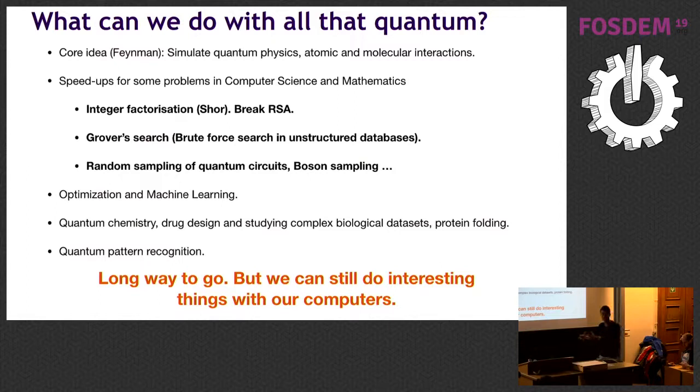But then, of course, very smart people came out with algorithms to do other kinds of stuff. Shor, which breaks the RSA. Grover search, which takes search on an unstructured list from n to O of root n, so a quadratic speedup. And you have some other really nice things that you can do with all the quantum. Recently, you see more and more applications to optimization, machine learning, quantum chemistry, studying very large, complex biological datasets, protein folding, which ProteinCure is doing very exciting work on, and quantum pattern recognition.